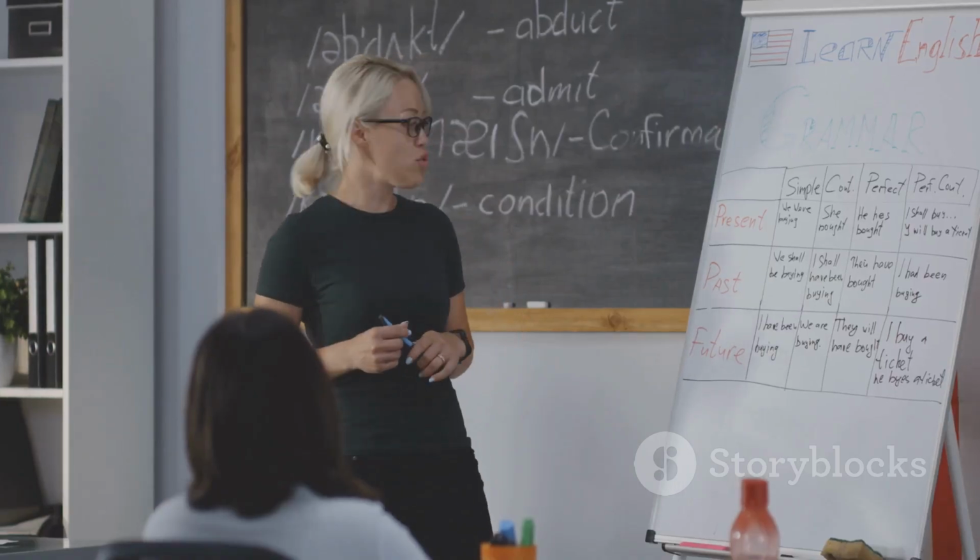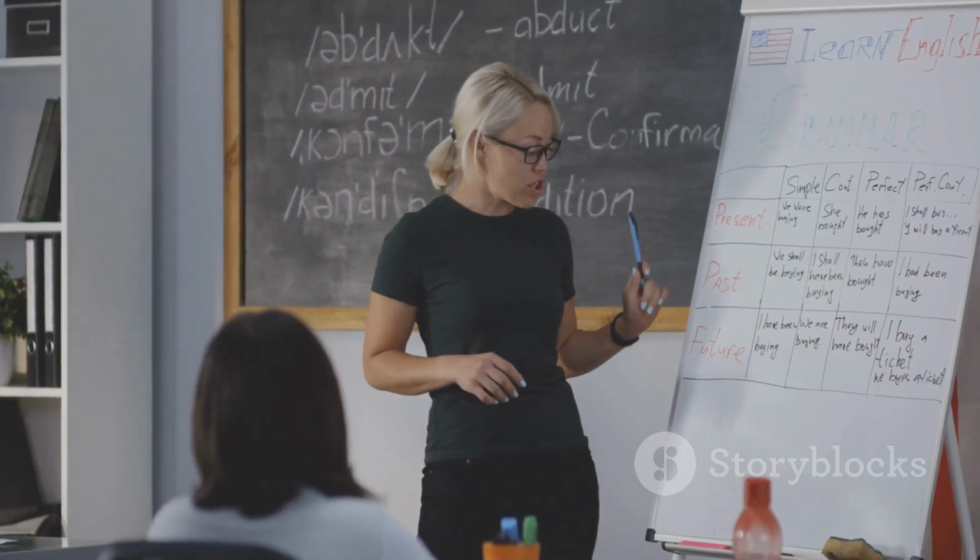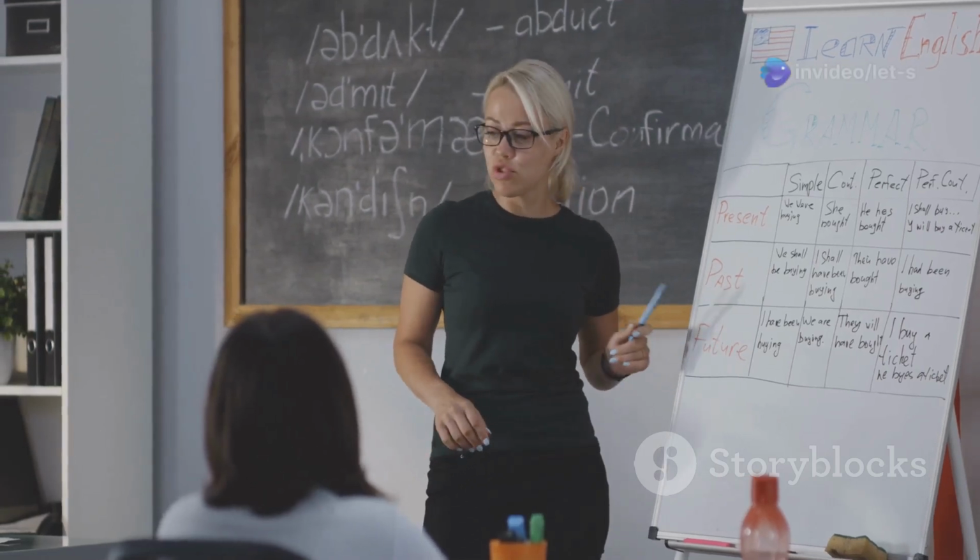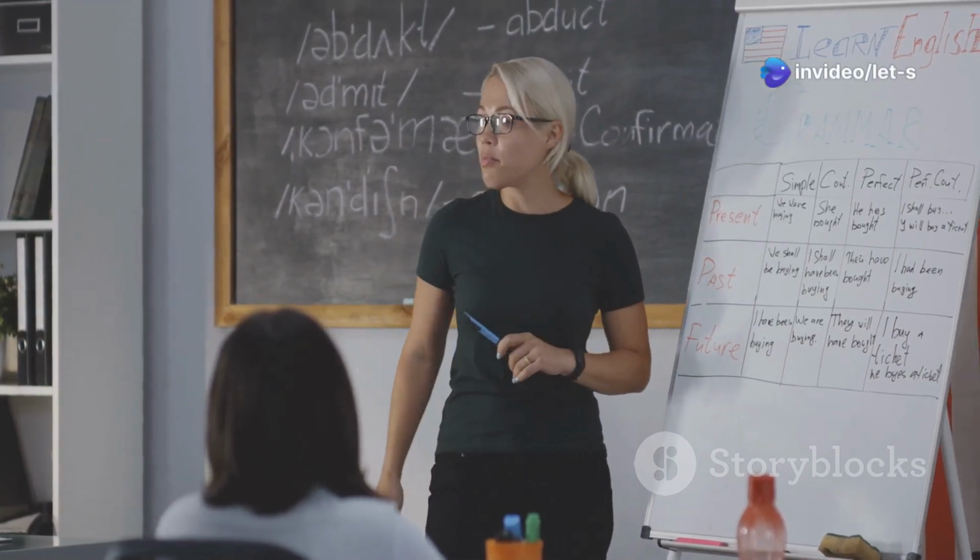Here are examples for each conditional type. Let's start with the zero conditional, which is used for general truths or laws of nature. Zero conditional. If the button is pressed, the alarm is triggered. This means that whenever the button is pressed, the alarm will always go off. It's a cause and effect relationship that is always true.